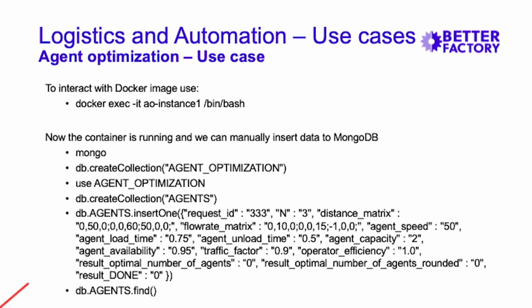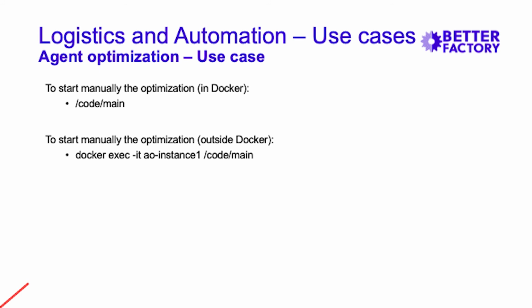We can start the command line for MongoDB and create the collection if they are not present. The structure is the following. The agent optimization is the name of the database, and under the agent optimization, we have the collection agent. We can use the insert1 command to insert the earlier described data. And finally, the find command to retrieve data, to check if they were correctly written to the database.